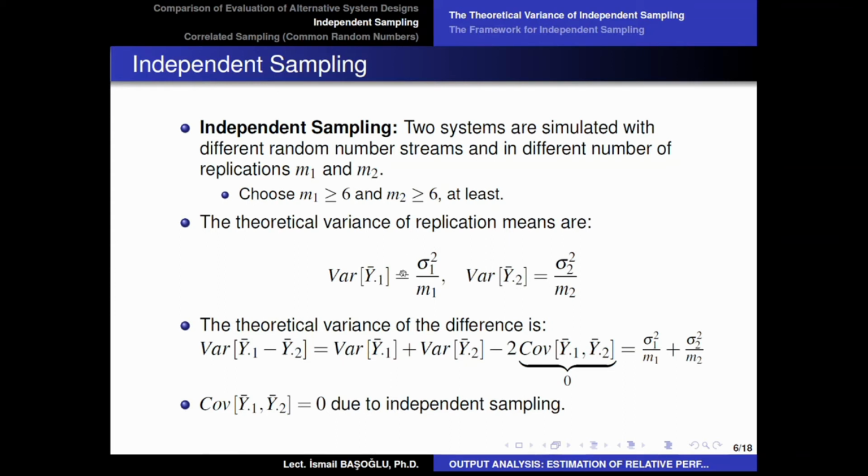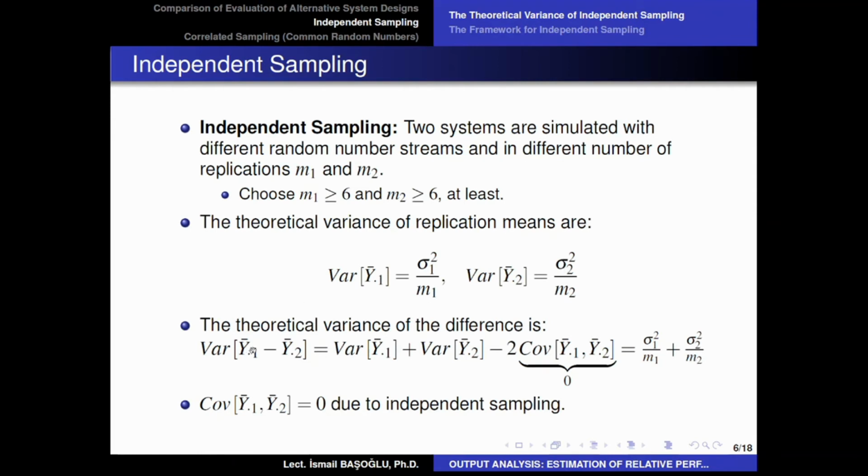Now, these are the theoretical variances. It is impossible for us to calculate these theoretical variances, but we know that theoretically, the variance of our final estimate is equal to the theoretical variance across replications divided by the number of replications in each system design. Okay.